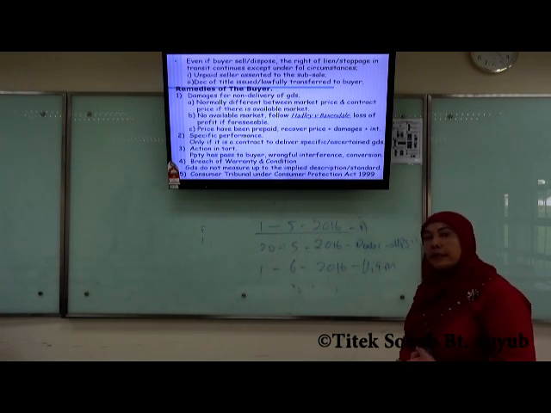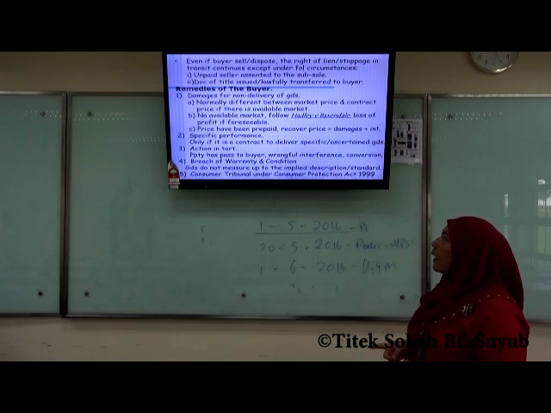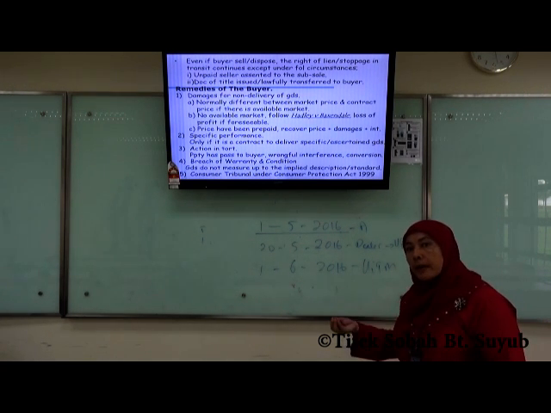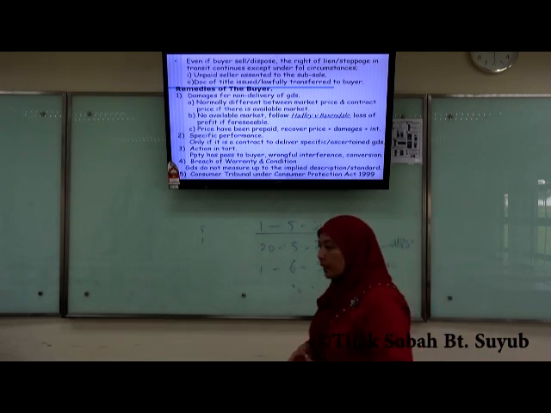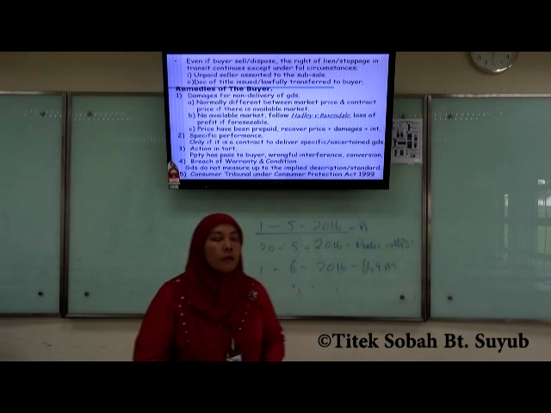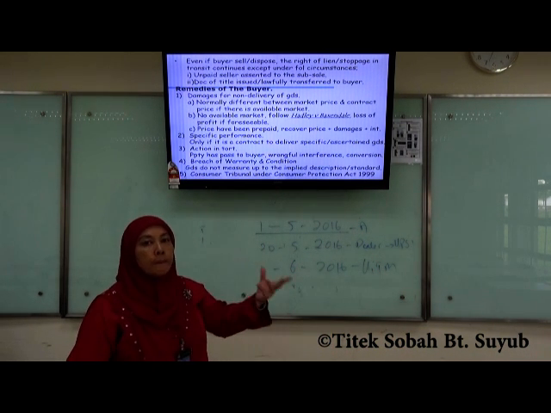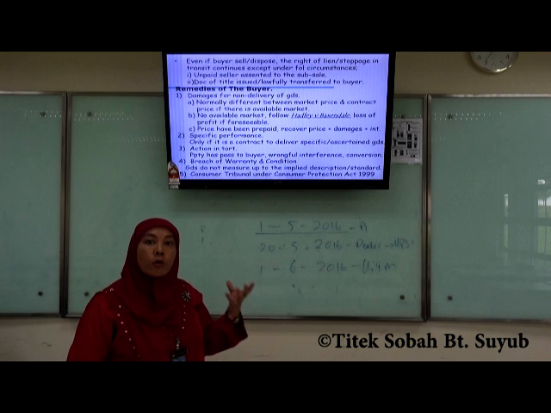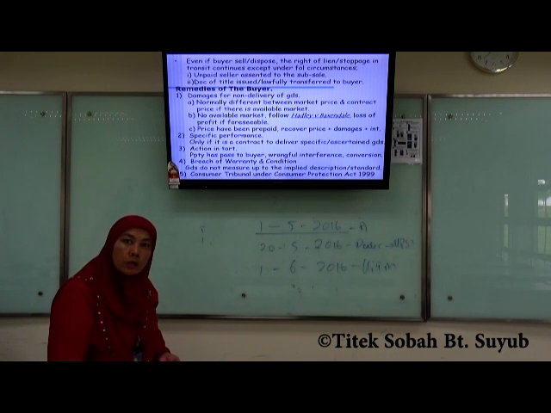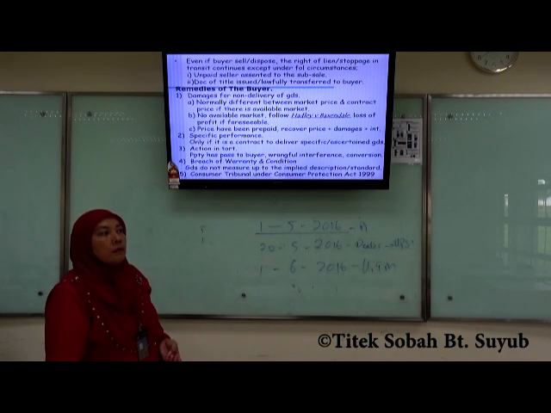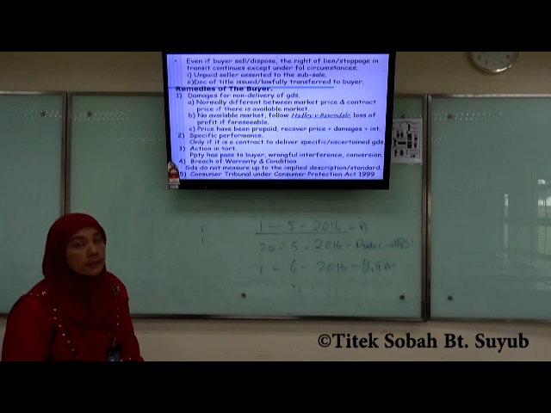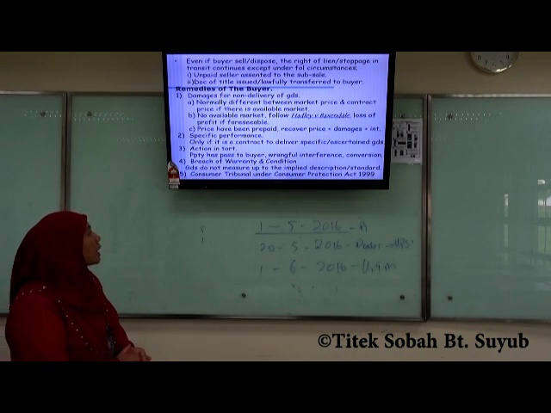And number 3, this is action in tort. This is when the property has passed to the buyer and then the seller wrongfully sells it to other parties. So the buyer can claim for wrongful conversion under tort. Okay, memindahmilikkan secara salah bawah undang-undang tort.